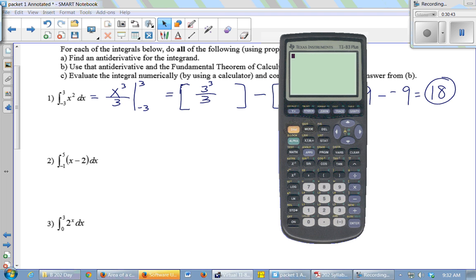Then I would say, okay, I have to evaluate my antiderivative from -3 to 3. Plug in a 3, subtract, plug in -3. So I use my vars key: y1 at 3 minus y1 evaluated at -3. Right, so you can have your calculator do all the arithmetic. All you have to do is find the antiderivative and type it in y1. And you get 18.